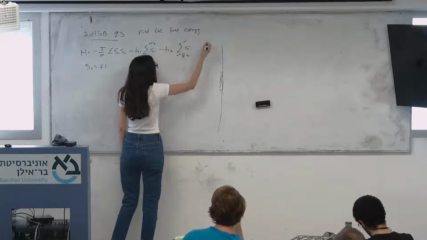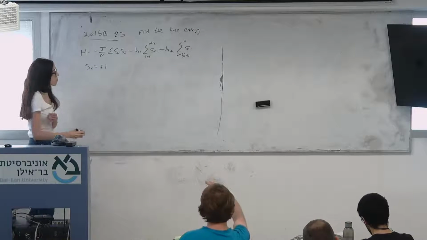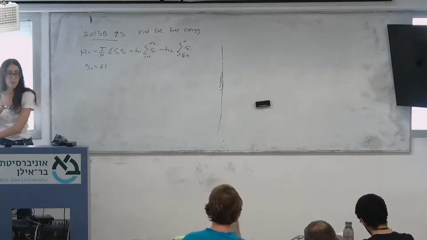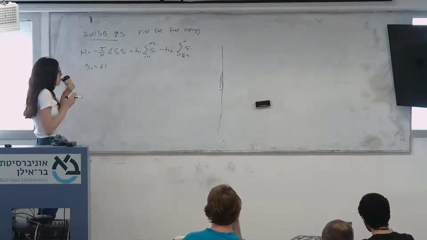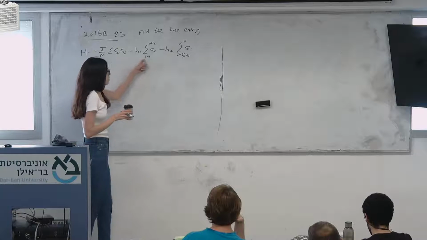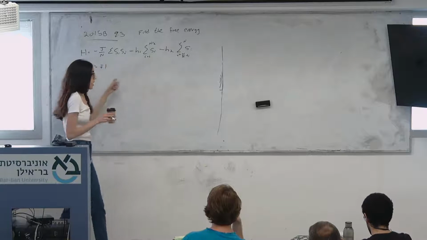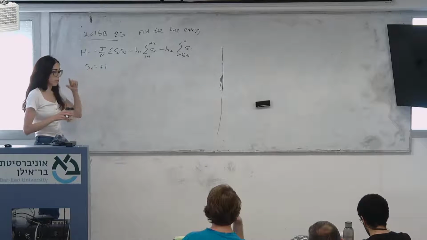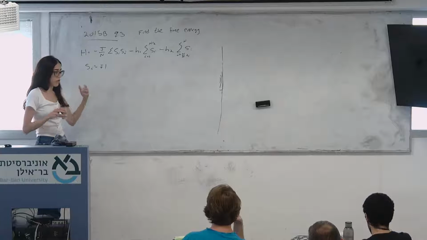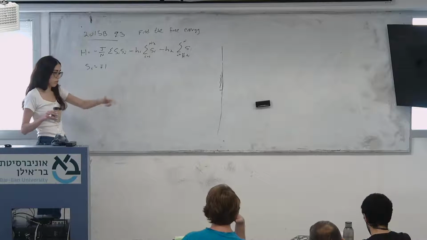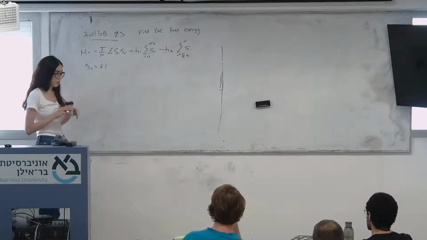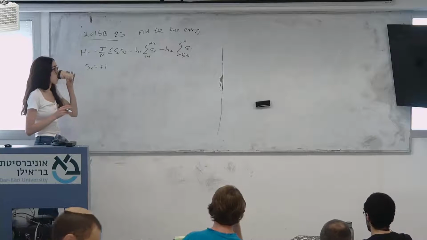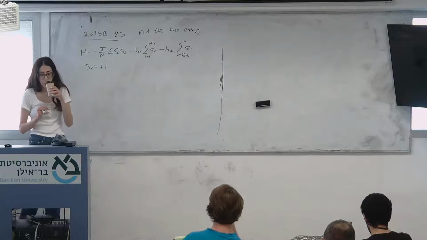Question: how can SI be plus minus 1 if it has a sum from 1 to n divided by 2? No, I is for the different particles. SI is the state of each particle. So we have n particles, each one can be in one of the states. It's the spin value of one particle. Okay. That can be plus 1 or minus 1.